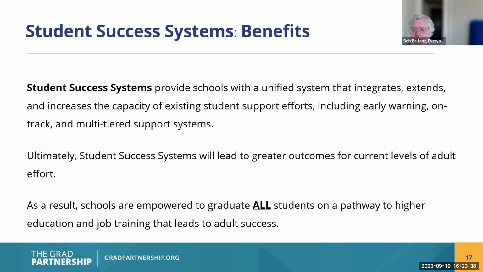So if you have a great MTSS system, ask yourself with these tools, what do we need to add to it to become a full student success system? If you have a great early warning on track system, build from that, right? If you have a great attendance team, build from that, right? It's just build from strength. And then really that's the idea, that for the same amount of adult effort, we'll get better student outcomes, which is what this is really driven at. And then it gives schools a system to make sure all students are on the pathway to post-secondary and adult success.